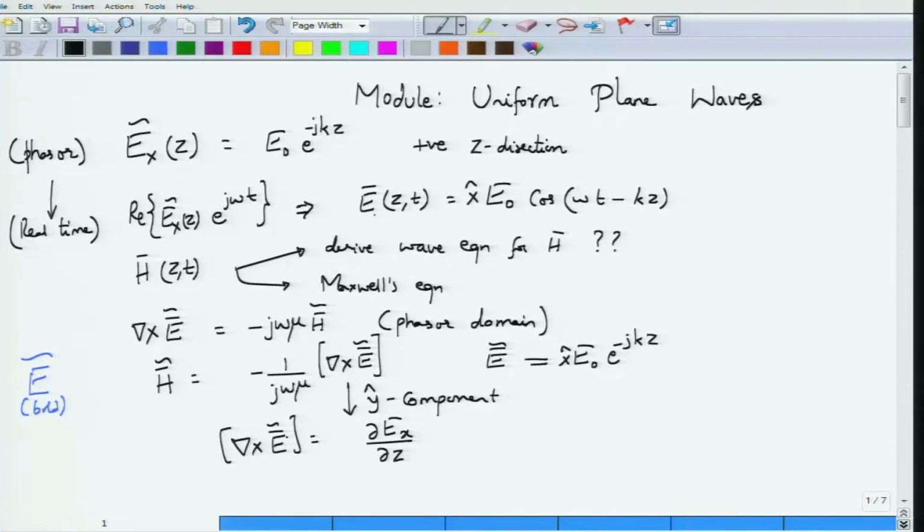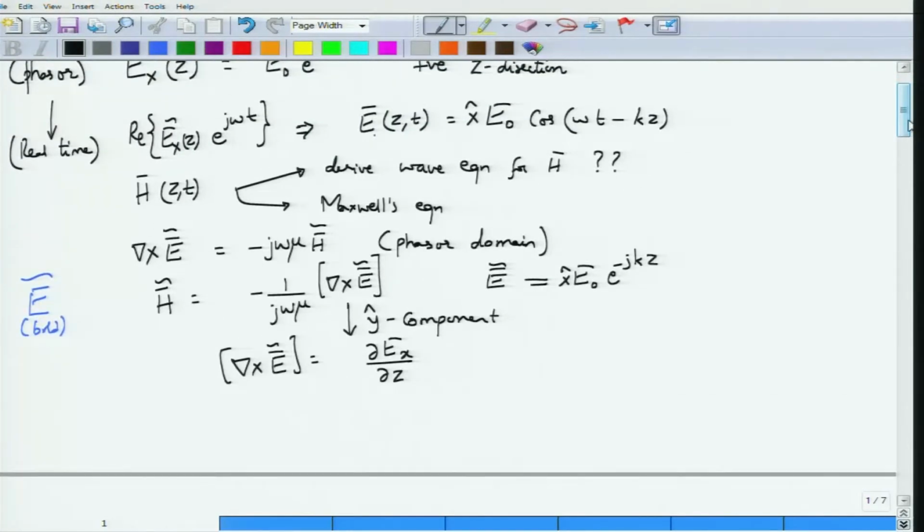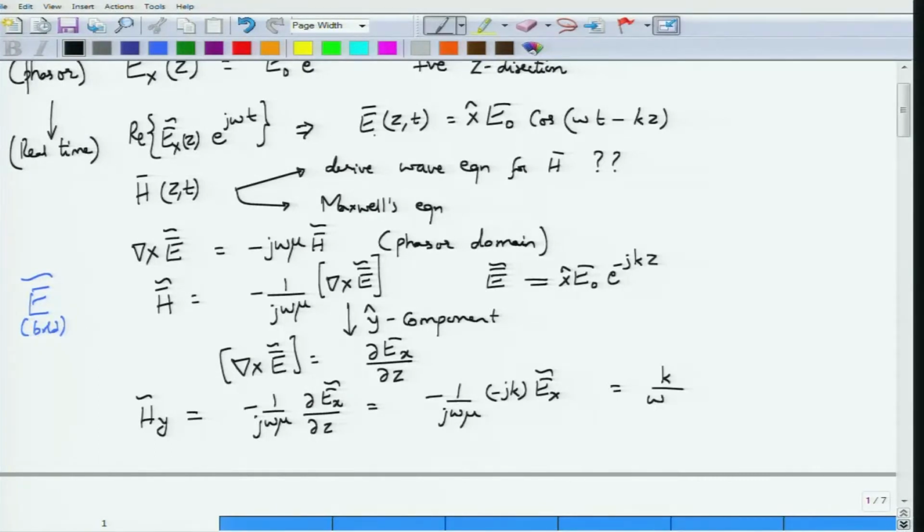You can substitute that into this expression to see that H will have only the y component. So the Hy phasor is given by minus 1 by j omega mu, del Ex phasor divided by del z. Now del Ex phasor by del z can be evaluated, which will simply pull out minus jk and leave everything else as it is. So minus j and minus j from the numerator and denominator cancel with each other, and you get k by omega mu Ex phasor.